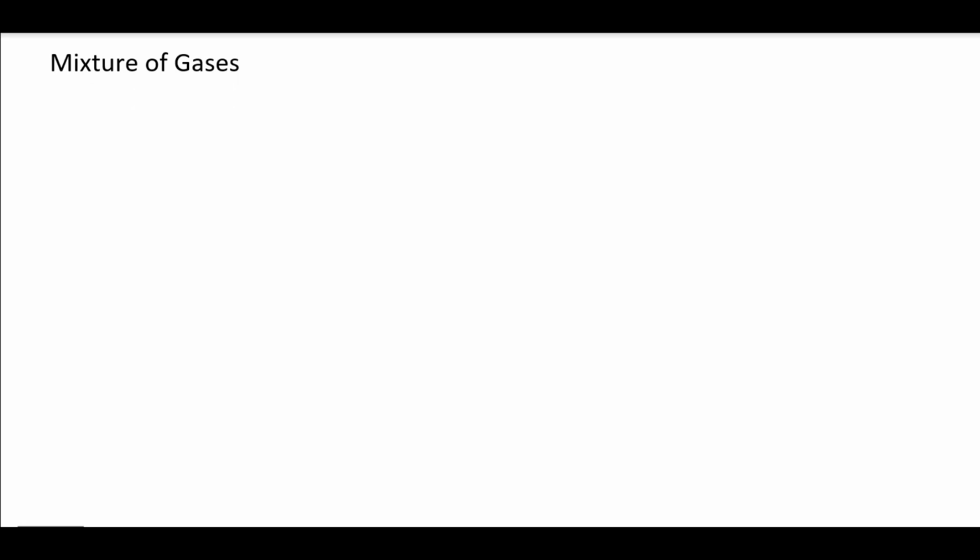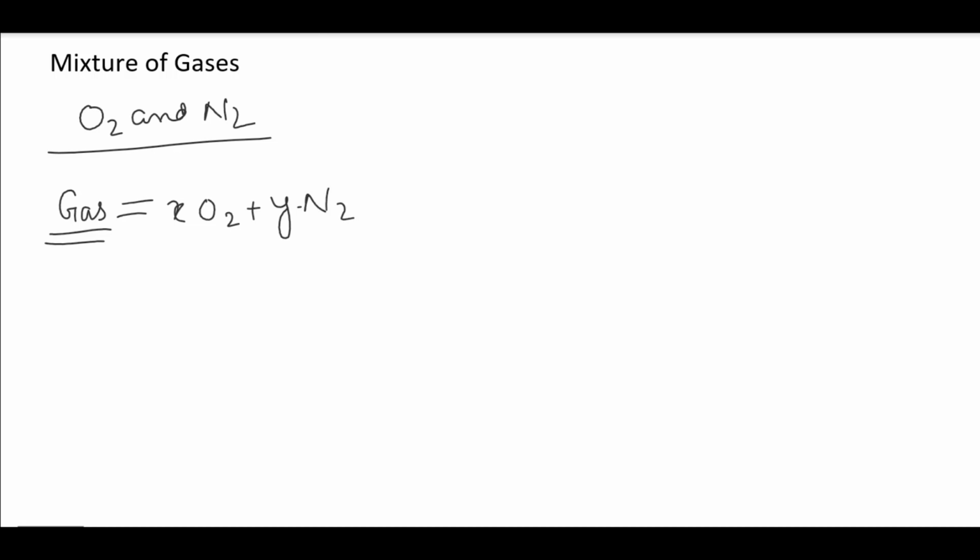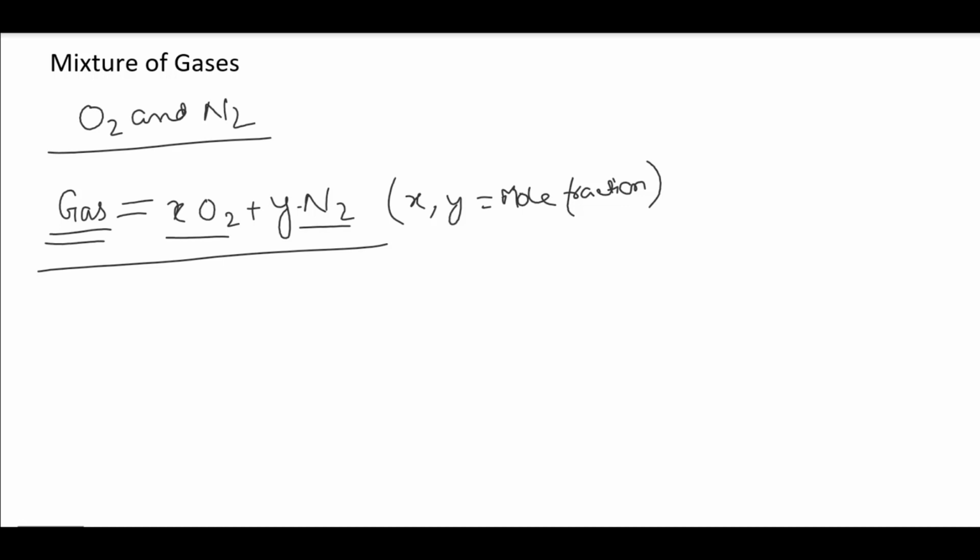Now we'll study about mixture of gases. Suppose there are two gases, oxygen and nitrogen, which are mixed to form a homogeneous system of one phase. Hence, there is only one phase, the gaseous phase, and the components are X of O2 and Y of N2, where X and Y are the mole fraction of each component. Hence, one phase can be represented by two chemical components, the oxygen and the nitrogen. Hence, a mixture of two gases is always a two-component system.